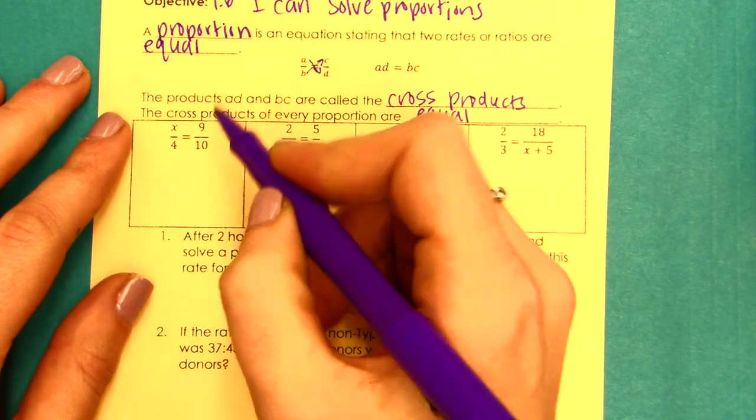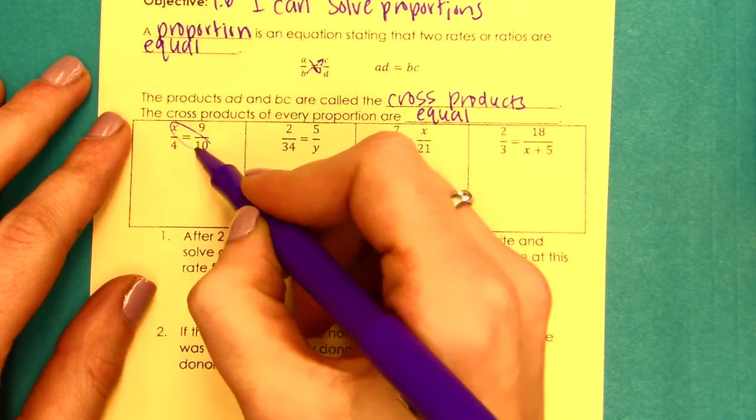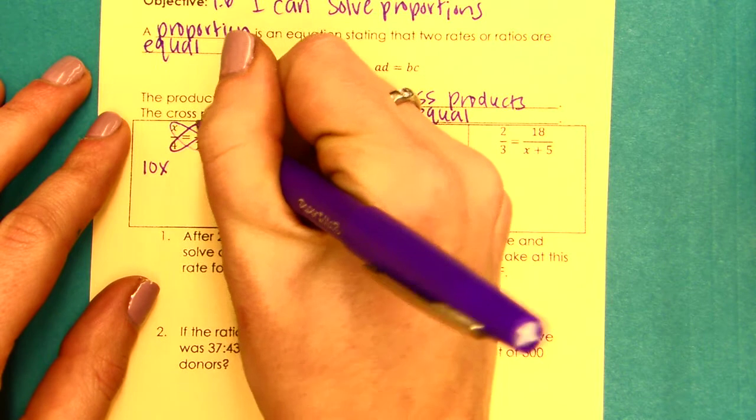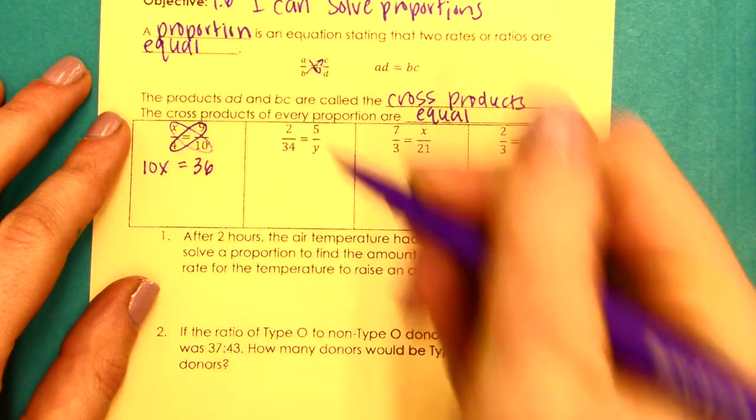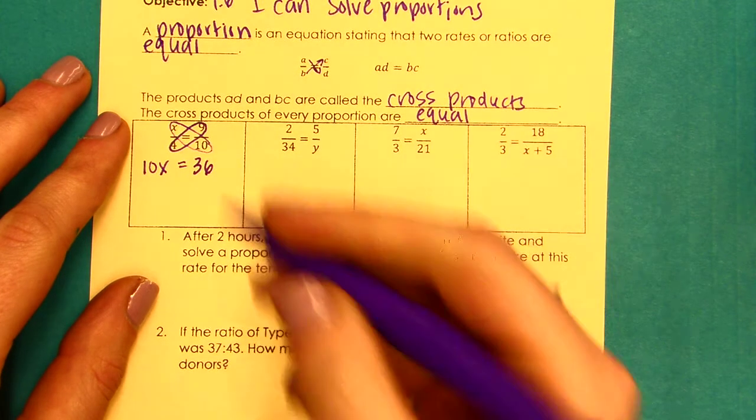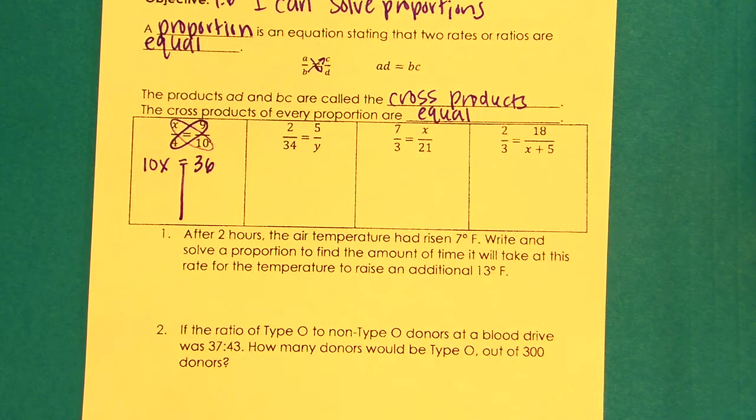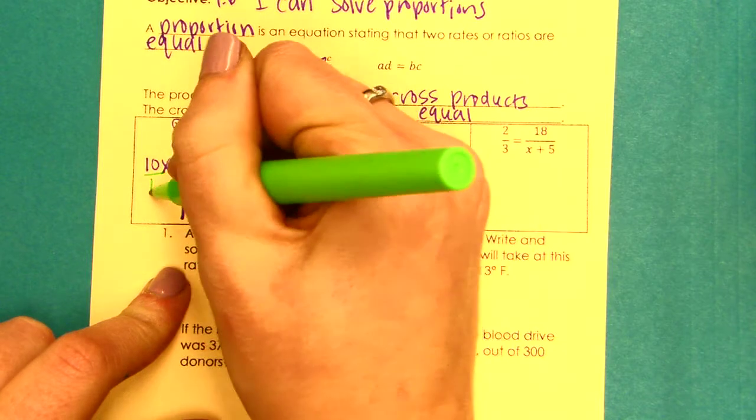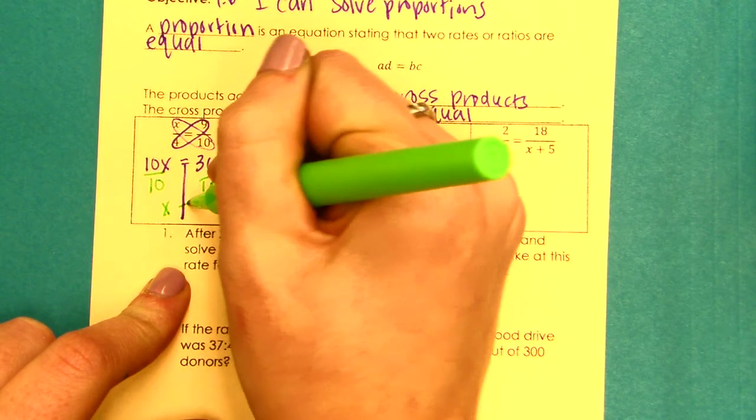So on this first one, I'm going to find the cross product. So x times 10, which is 10x, has to equal 4 times 9, which is 36. So I found the cross products. I know they have to be equal because of what I had filled in up here. Now I have a one-step equation to solve. So what's the opposite? I have 10 times x. The opposite of multiplying by 10 is dividing by 10. So I get x equals 3.6.